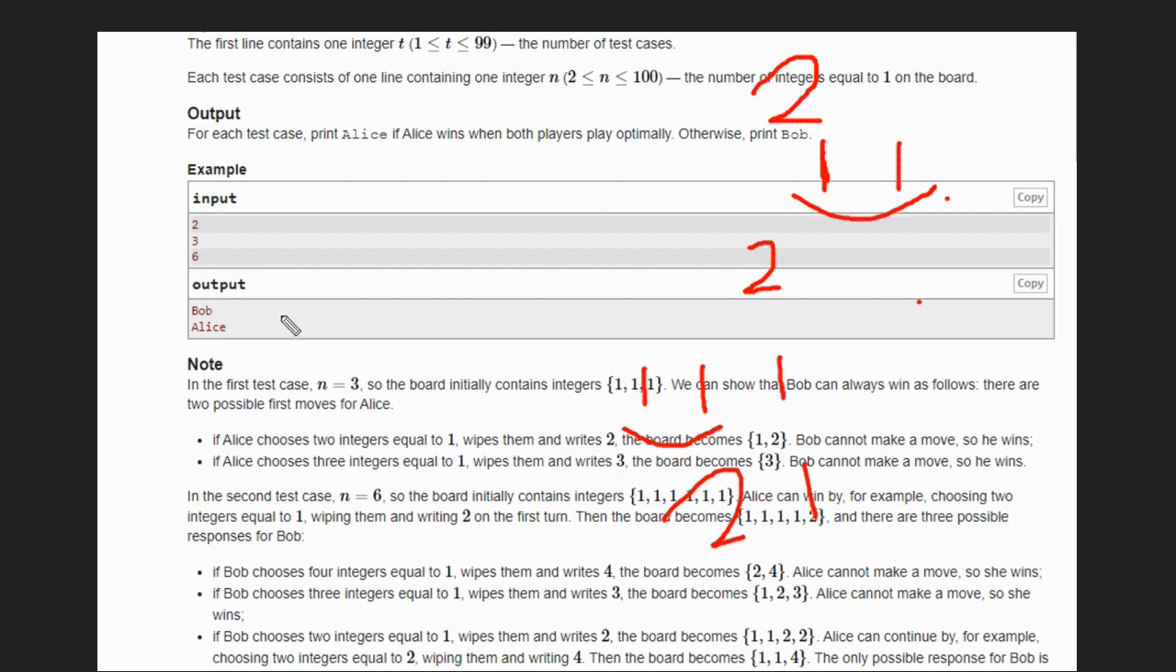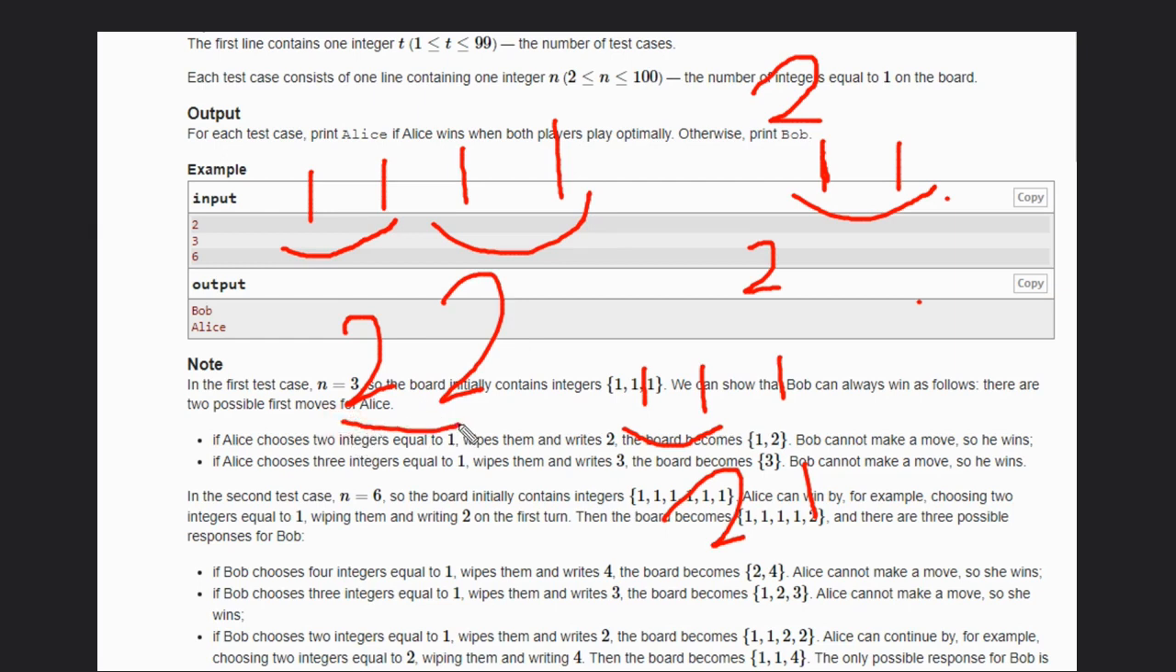And let n be equal to 4, 1, 1, 1, 1. Alice first chooses these two. Then Bob also has a choice, so he can choose these. Now again Alice has the choice of choosing these two integers, so it will be 4. Now Bob has no choice, so Bob will win here.